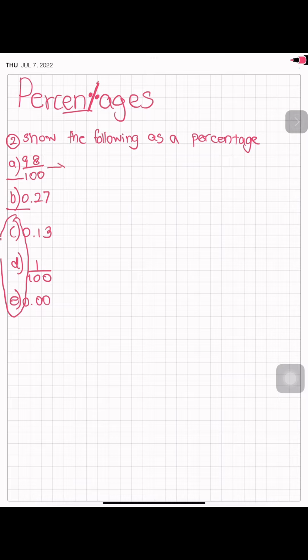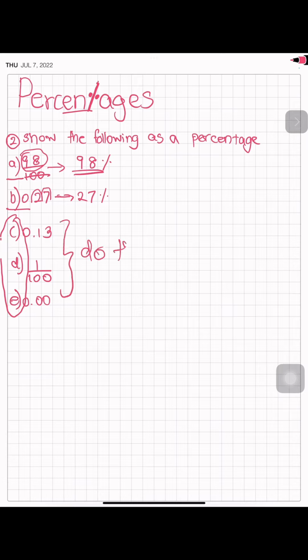98 over 100. So to do that, we need to forget about the 100. And after forgetting about 100, let's just focus our attention on 98. So just put 98 and just put the percentage mark. So this is the answer, 98%. Okay, next one, 0.27. So to write 0.27 as a percentage, we need to jump the decimal point 2 places. So we get 27%, and that's the answer.